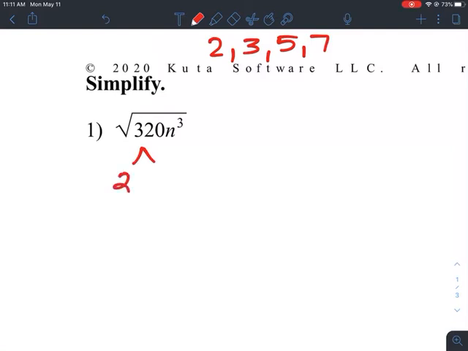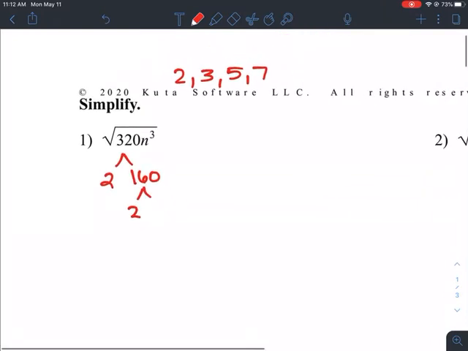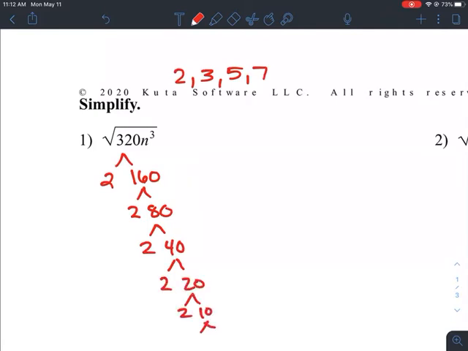So I'm going to divide by 2, and I get 160, and then 2 again, and I get 80, 2 and 40, 2 and 20, 2, 10, and 2 and 5. So I've broken down the 320 all the way, but then I'm also going to break down this n cubed just by writing out that there are 3 n's. So once I've broken everything down, remember that if you divide it by a number, these numbers are just gone.